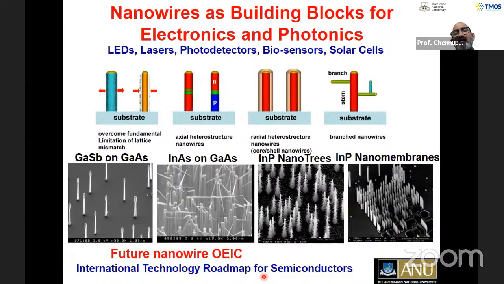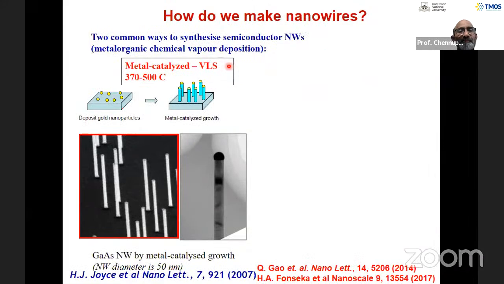In fact, IBM Zurich has demonstrated indium gallium arsenide nanowire transistors on a 6-inch silicon wafer, and there they're able to show that you can get excellent performance from these. So that means nanowires are going to play an important role, not only for photonics, but also for electronics. And so that's why there's a lot of global interest.